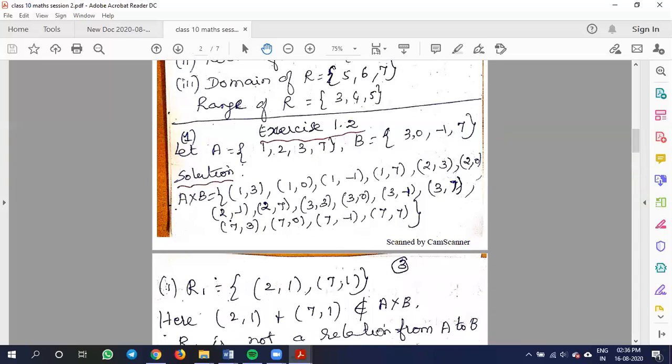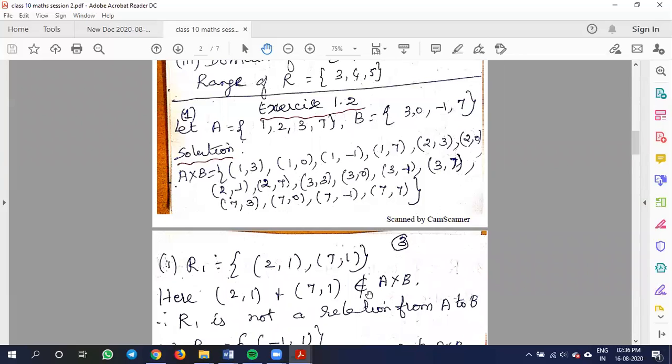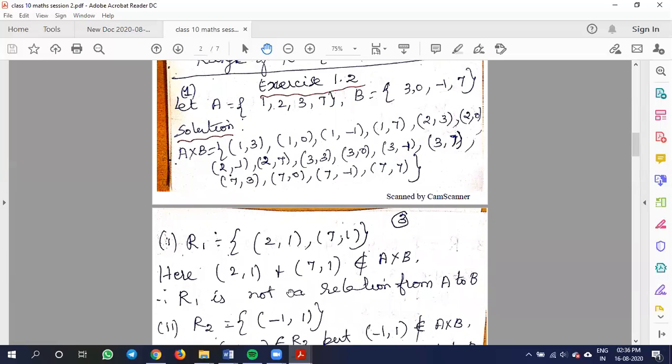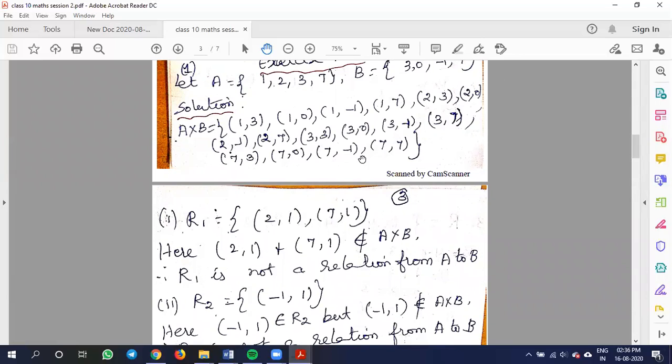Okay. Now the first question, R1. R1 is given as 2, 1 and 7, 1. You have to check whether these elements are present in A cross B. 2, 1. Do you have 2, 1? No, it is 2, -1, not 2, 1. Then 7, 1. Do you have 7, 1? No, 7, -1 is only there. But we need only 7, 1. So 2, 1 and 7, 1 are not present in A cross B. Therefore, R1 is not a relation from A to B.